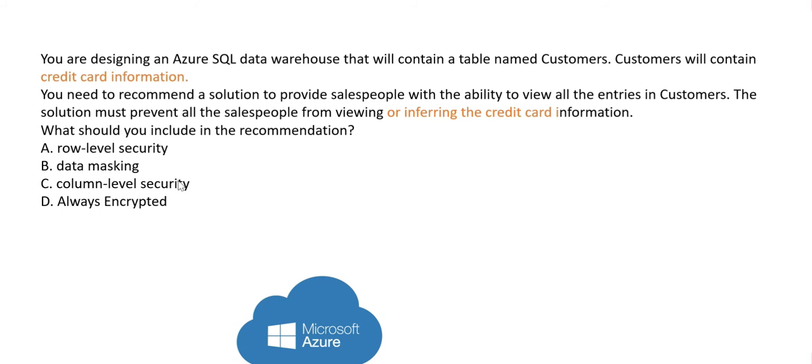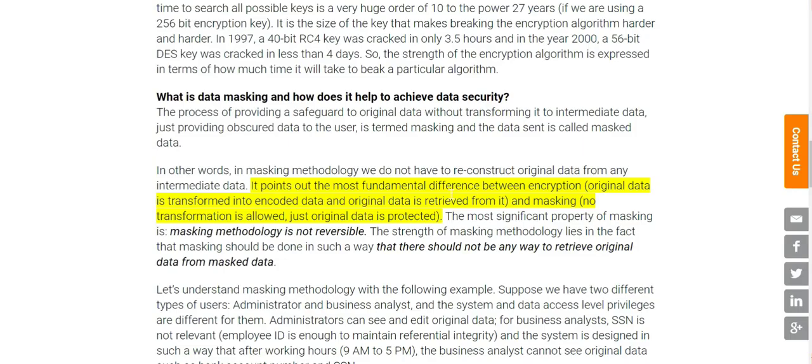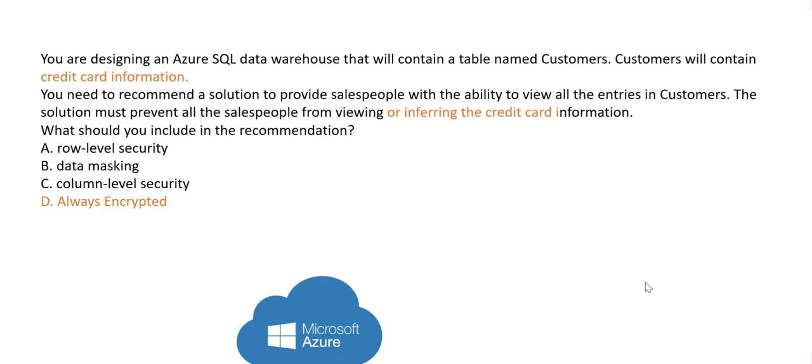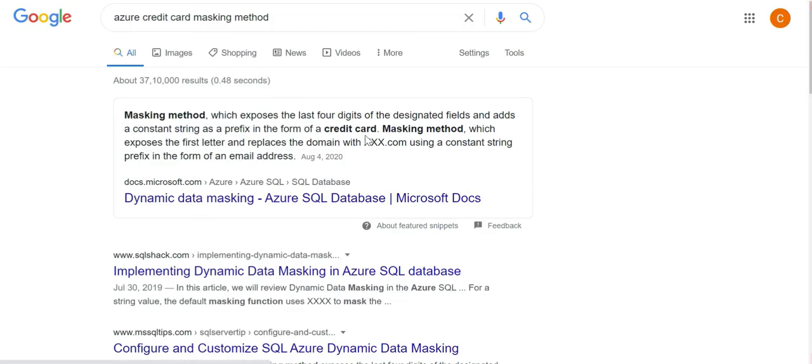Now some may ask me why not encryption. So why data masking, why not encryption? The most fundamental difference is this: encryption transforms the original data into encoded data, and the original data is retrieved from it. In masking, no transformation is allowed; just the original data is protected. So here we don't think encryption is needed. In Azure there is a credit card masking method also, and this can be used for masking the credit card information. Hence, in this case, data masking is the right option.